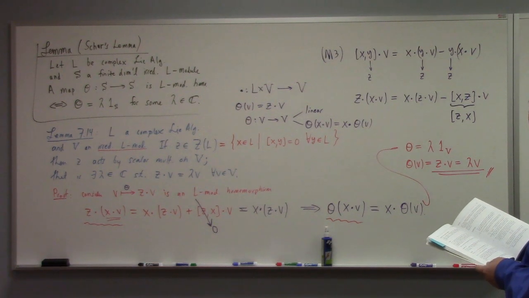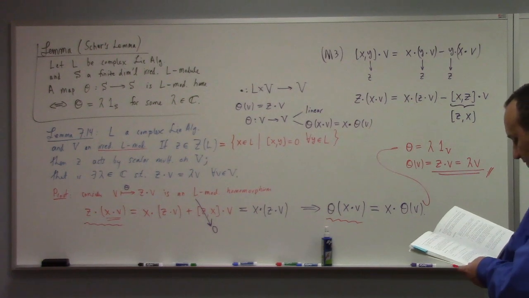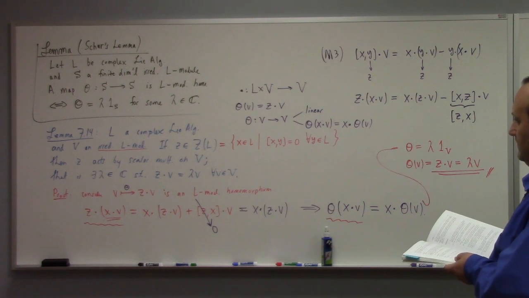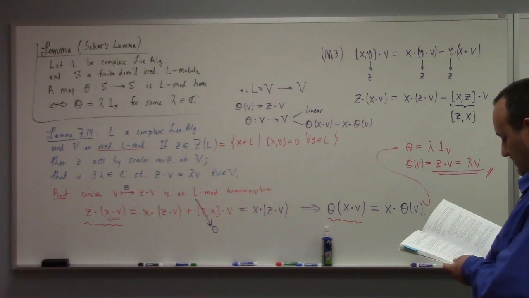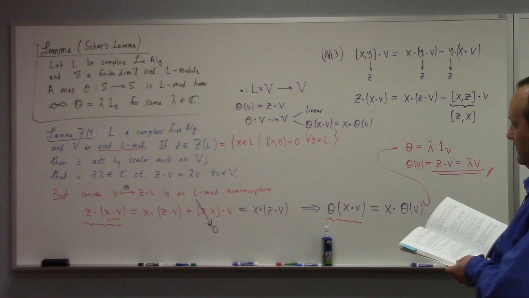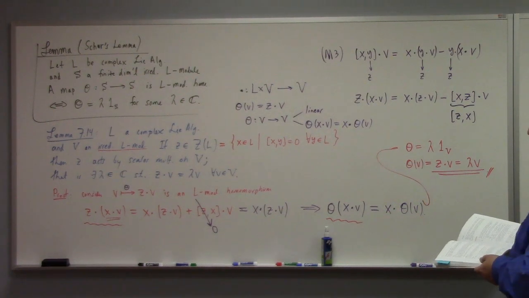Suppose that V is a simple module for an abelian Lie algebra L. By this lemma, every element of L acts by scalar multiplication on V. And so any non-zero v spans a one-dimensional submodule of V. As V is irreducible, the submodule must be all of V. Oh, okay. So if we have a simple module for an abelian Lie algebra, they're just one-dimensional. It's essentially a corollary to this lemma 7.14.